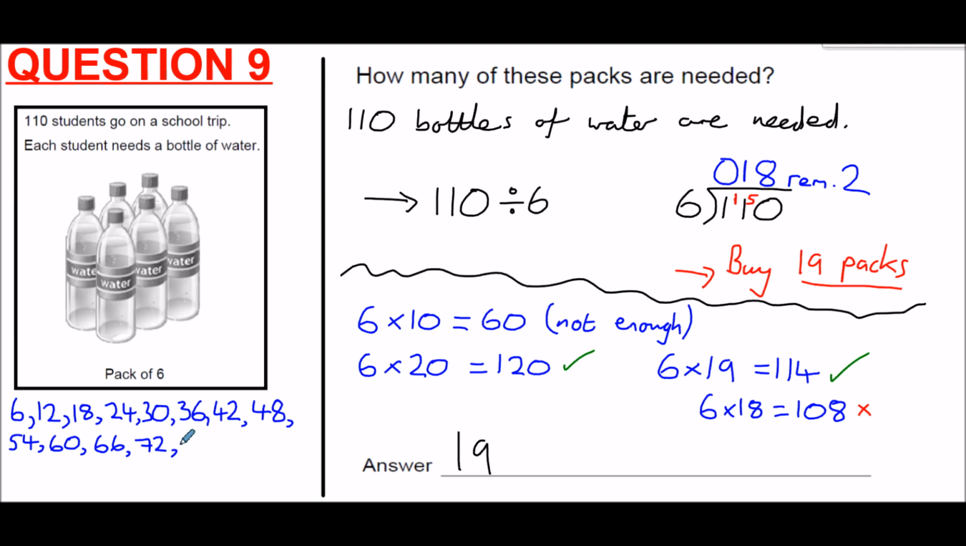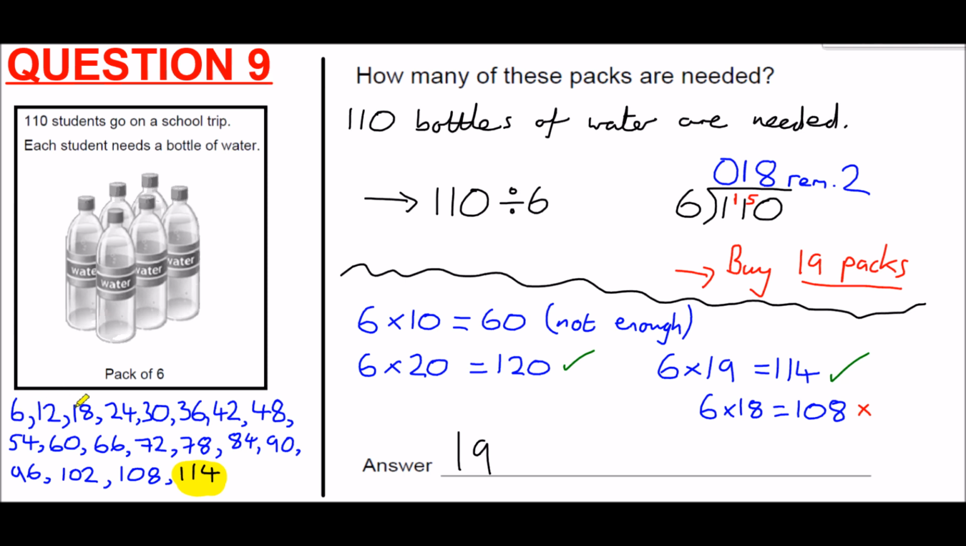72, 78, 84, 90. Add on another 6, 96, plus another 6, 102, getting close now. 108, still not quite enough, but 114 would be enough with 4 bottles spare. And so 114 is the smallest number that's above 110. So what number is that in our 6 times table sequence?